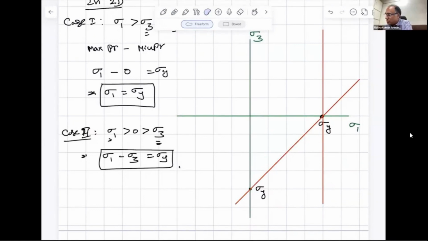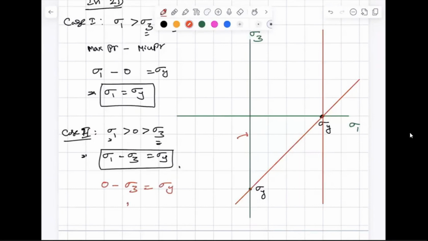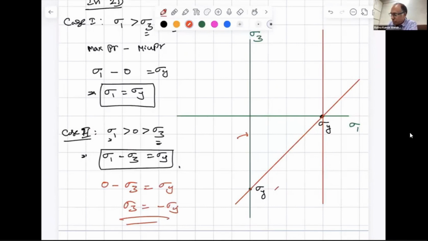Whenever your sigma 1 is equal to 0, let us say sigma 1 equal to 0, that is on this line, correct? 0 minus sigma 3 is equal to sigma y. That is what this line is, correct? That is minus sigma y, no? Yeah, by equation, yes. I was only thinking... So the understanding is that here one assumption is that the material will have the same yield strength in both tension and compression. So sigma y in tension is equal to sigma y in compression. That is the assumption that we make. Okay.